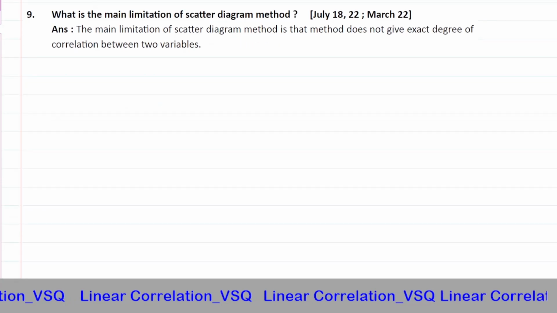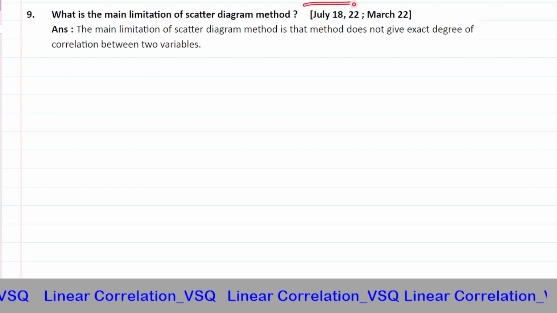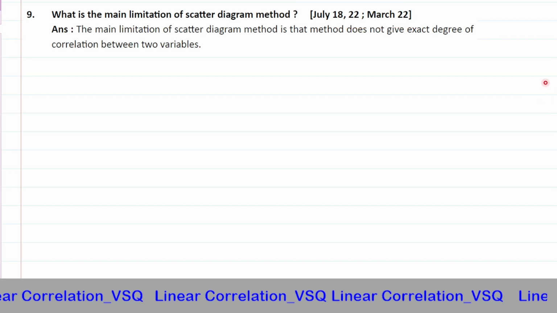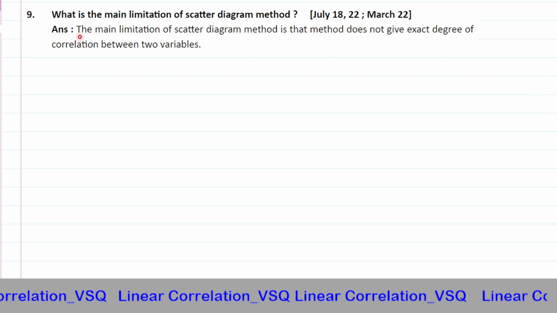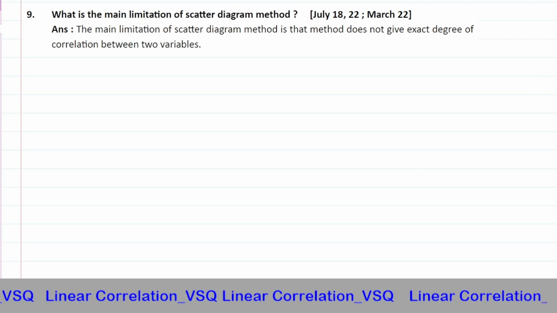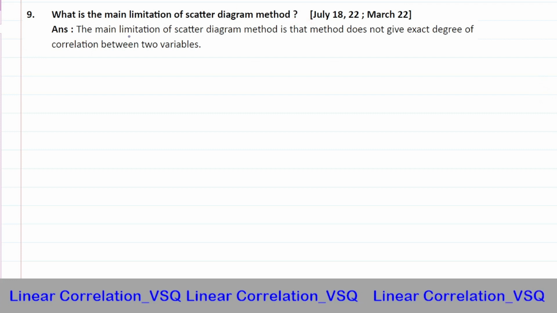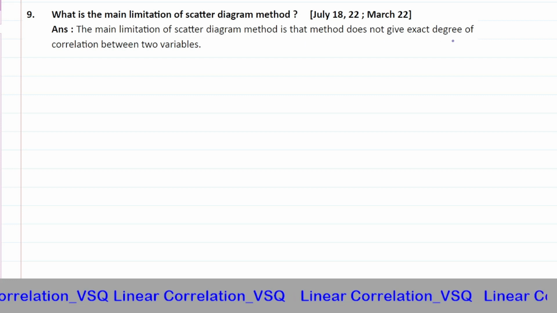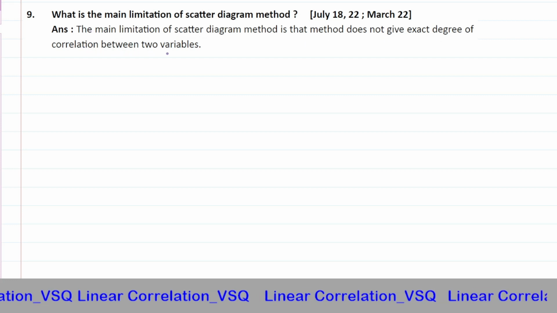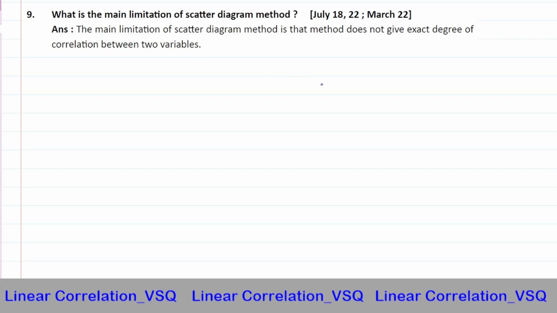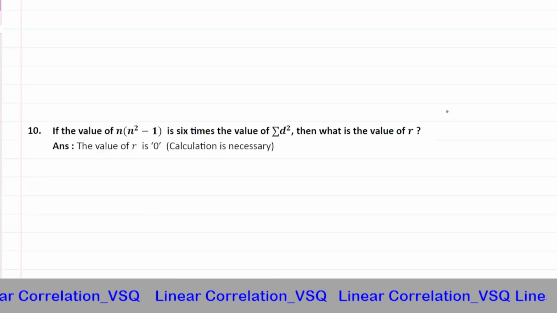Question number 9, asked in July 2018, March 2022, that is 3 times in board examinations. What is the main limitation of the scatter diagram? Most important question. The main limitation of the scatter diagram method is that the method does not give the exact degree of correlation between two variables. It gives only the nature of correlation between two variables.